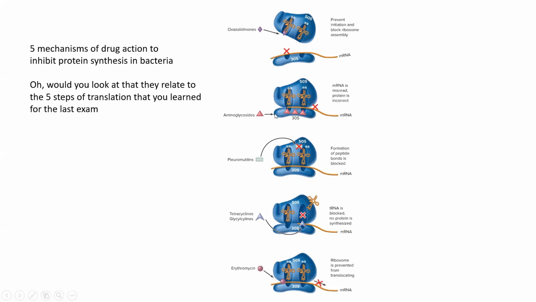This one, the aminoglycosides, prevents the messenger RNA from laying down correctly in the small subunit. This group blocks peptide bond formation. This group, the tetracyclines belong to this group, prevents the A site from being filled. And this last one, erythromycin, again, not important that you know the name, but this set of drugs prevents the ribosome from translocating or moving over, so we can never get a new empty A site.